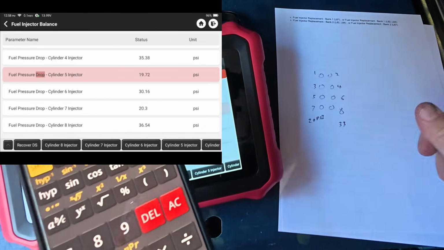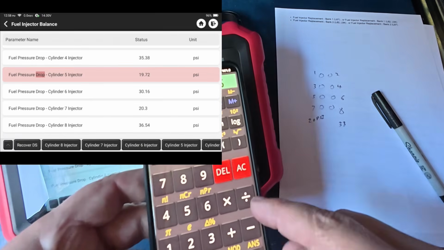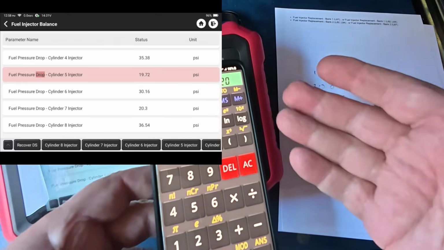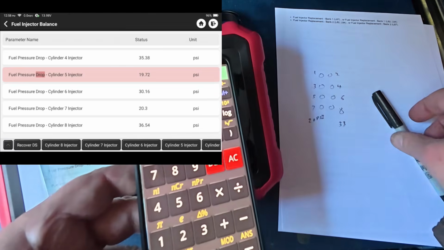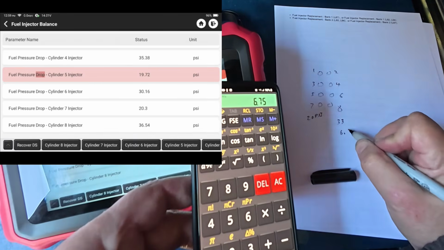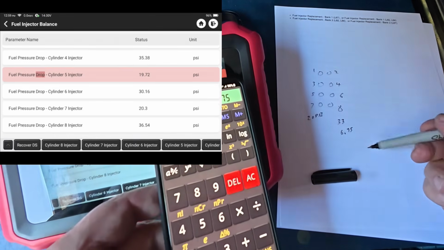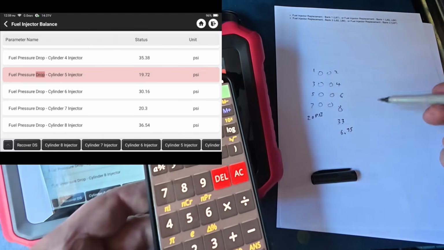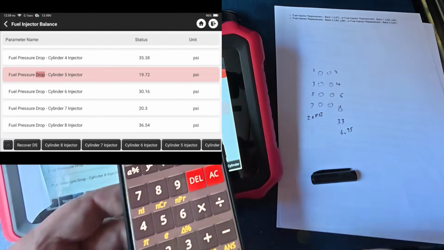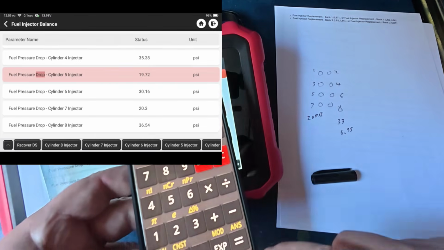Now you're going to take each one of these averages. Since we're already on 33.75, I'm going to multiply that by 0.20 or 0.2, and that 6.75 is the variance that each cylinder on bank 2 can be within. So plus or minus 6.75. Bank 1 is going to be 20 multiplied by 0.2 is 4.